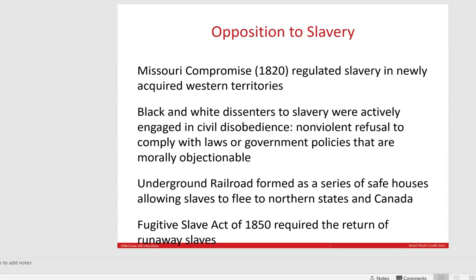As people moved west, those who opposed slavery were actively engaged in civil disobedience. They did not comply with laws they found morally objectionable. Operators of an underground railroad, which was a way of sneaking slaves out of their enslavers' reach into northern states or even Canada. However, the Fugitive Slave Act of 1850 required the return of runaway slaves. This created a system of bounty hunters, people who would capture slaves and return them to their owners for a fee.